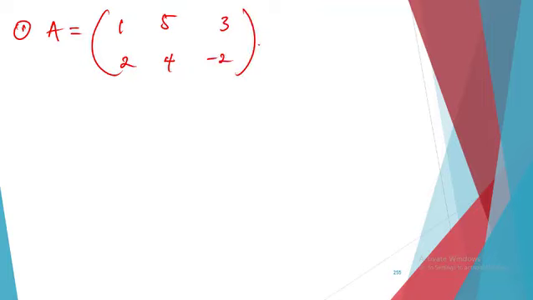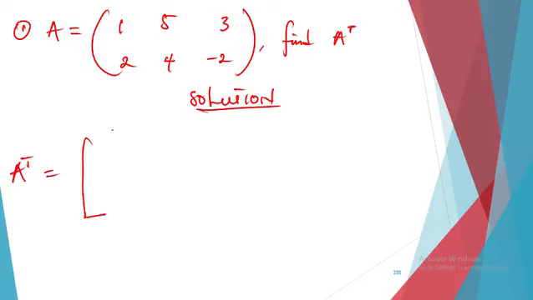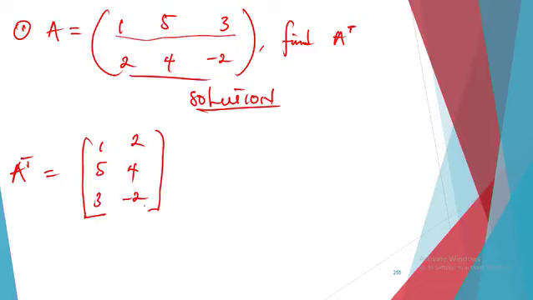So let's take some examples. Assuming we are given A to be equal to the matrix, let's say, 1, 5, 3, 2, 4, minus 2, and we are asked to find the transpose of A. Transpose of A, like I told us, is just to interchange the rows and columns. So our transpose of A will then be equal to the matrix: this becomes our first column, so we have 1, 5, 3, and then this becomes the second column, we have 2, 4, and minus 2, and that's just the answer. That's the transpose of a matrix.